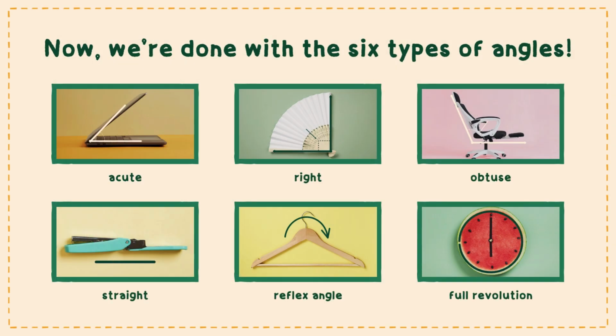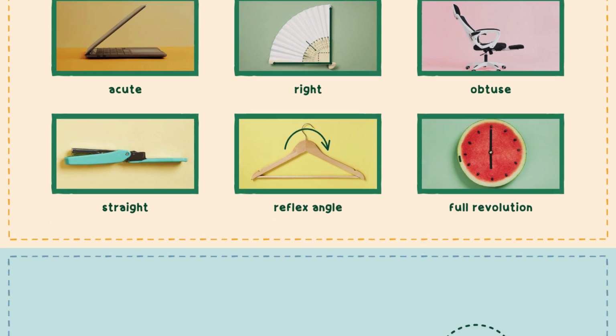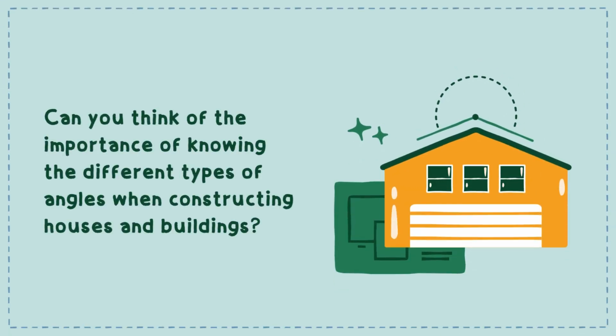A recap. Now, we're done with the 6 types of angles: acute angle, right angle, obtuse angle, straight angle, reflex angle, and full revolution. Can you think of the importance of knowing the different types of angles when constructing houses and buildings?